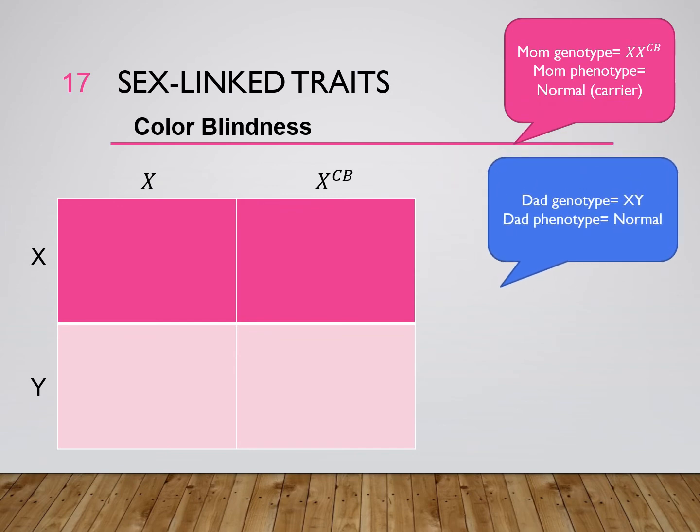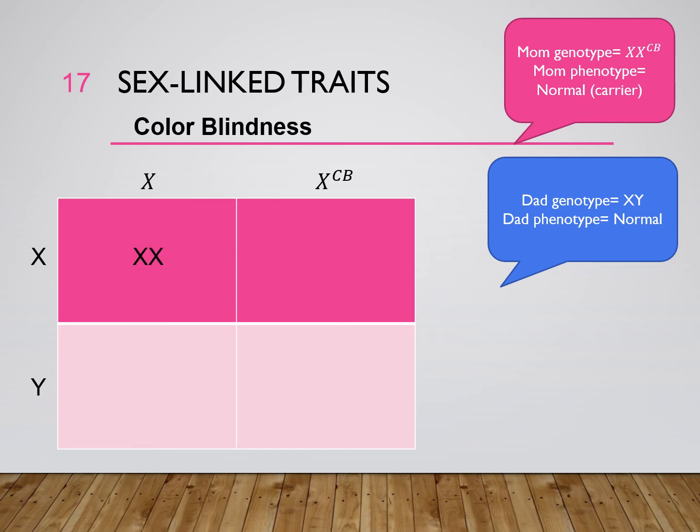Okay, let's look at dad. Dad is a normal dad, right? There's nothing on the X, it's normal, the Y is normal. Okay, so let's see what happens if they were going to have an offspring. What's the chance that they're going to have a colorblind child? Okay, so we're going to do like we did before and move our letters across and down.